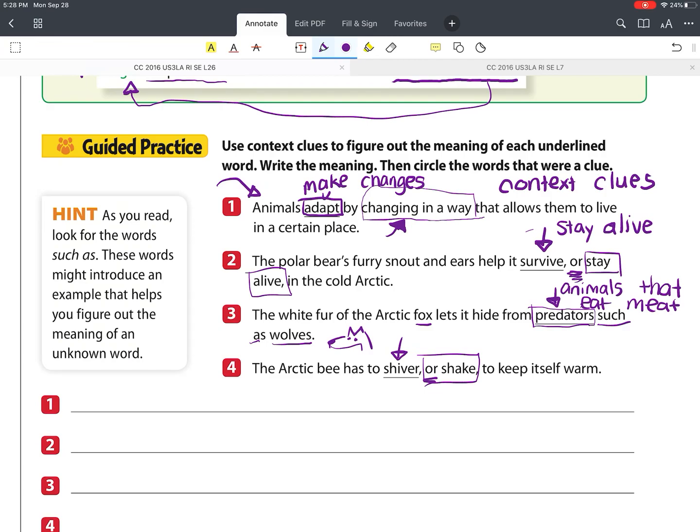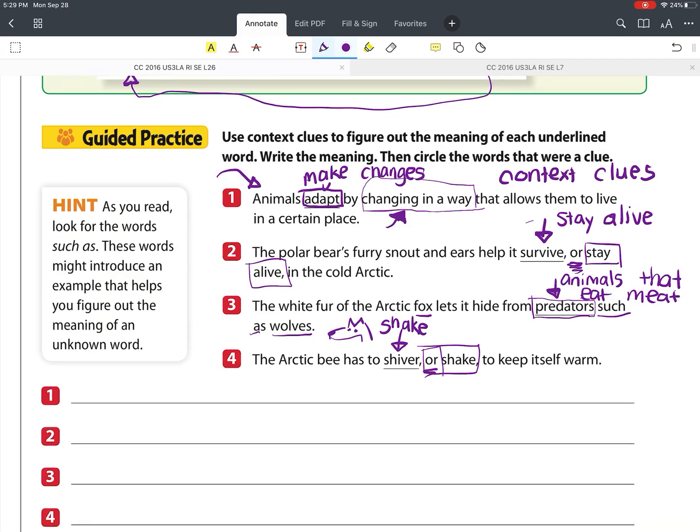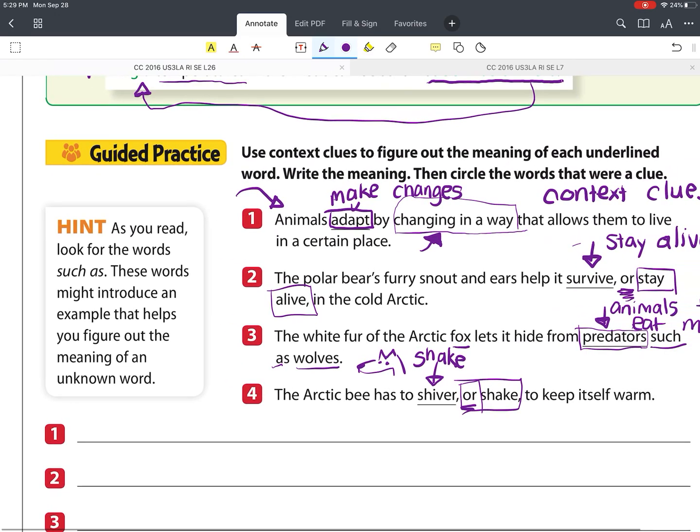Shake, to keep itself warm. So to shiver is like to say to shake. The little bee is shaking itself off. So look for those ors. Look for those examples. Look in the sentence because you might be able to figure out what a weird word means. So look, they even give you a hint here.